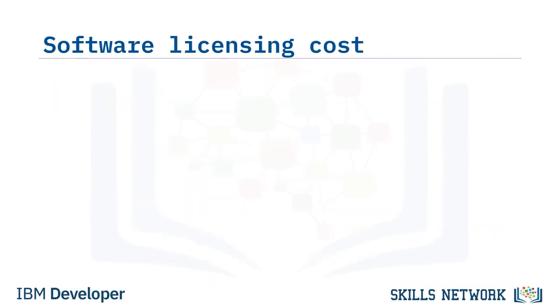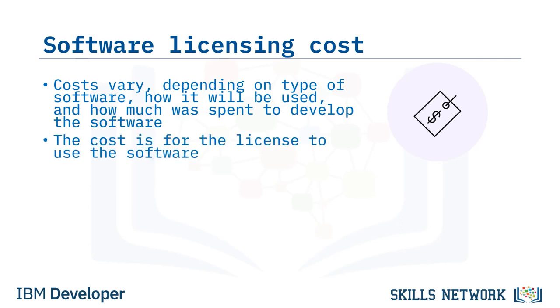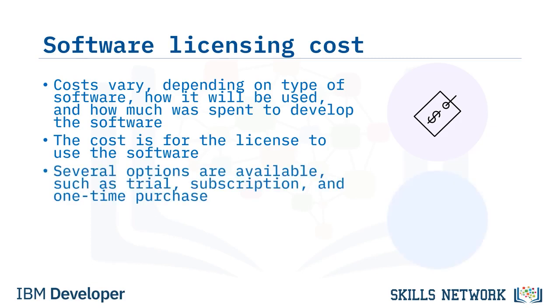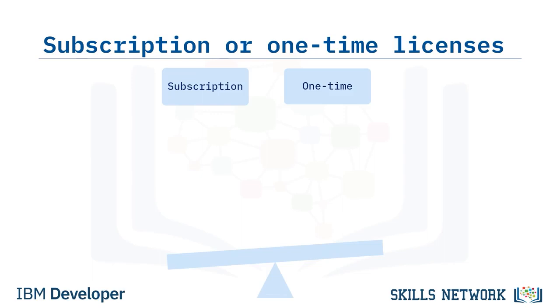How much does a software license cost? Costs vary depending on the type of software, how it will be used, and how much was spent to develop the software. Remember that the cost is for the software license, which allows you to use the software. Several options are available, such as trial, subscription, and one-time purchase. Trial licenses are available, usually for free and for a limited time, to allow a user to decide if they like it and want to purchase the software. Subscription and one-time license purchases are also available. The software description will identify whether it is either subscription or one-time.